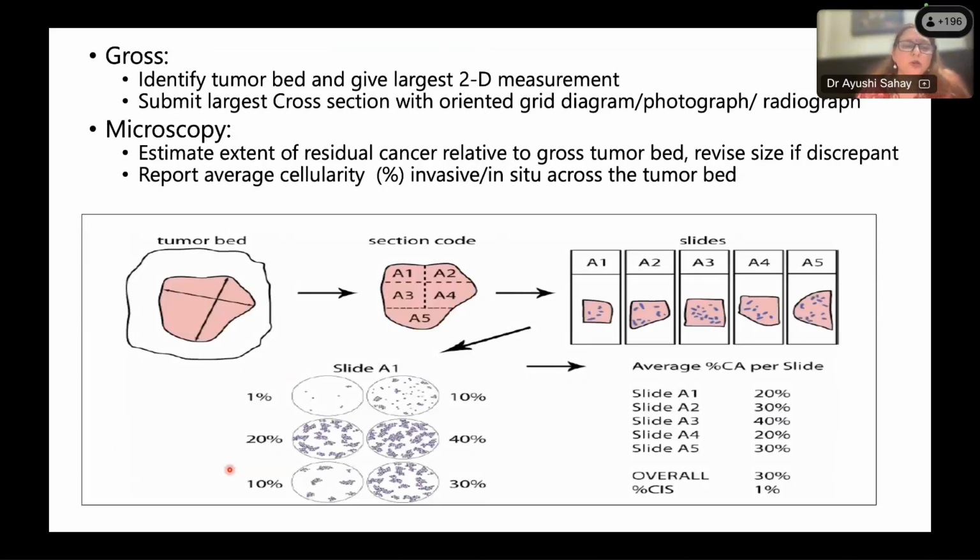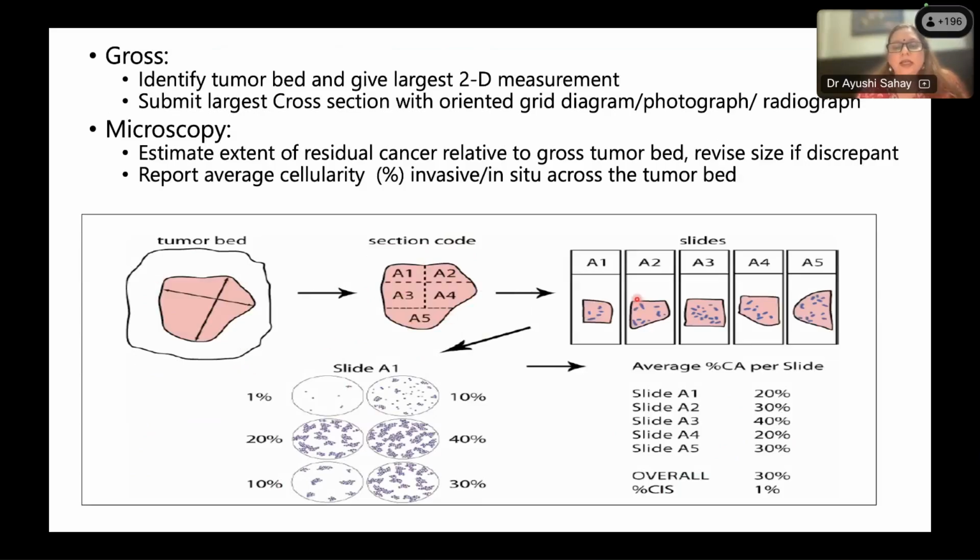And how do you do the grossing? You see the grossly identified tumor bed, give the largest dimension and submit the largest cross section of the whole tumor bed. Now here in this diagram, they have not sampled the additional surrounding tissue. I would definitely recommend that this area also has to be sampled.